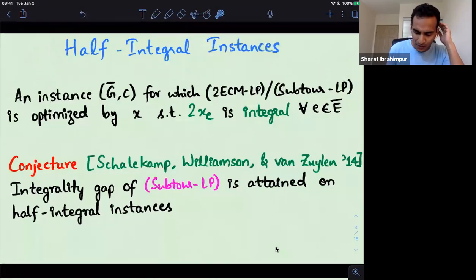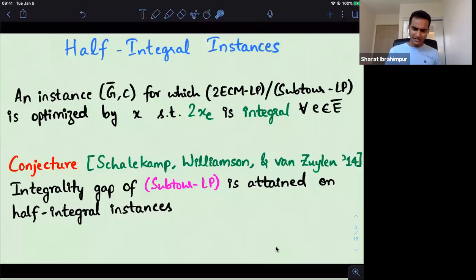If you look at an optimal solution for the 2ECM LP or the subtour LP, they are the same thing. And if you look at an optimal extreme point solution x, and if this x is half integral, i.e. 2 times x_e is integral for all edges, then I say that this instance is half integral. So it's not like an explicit classification of an instance as a half integral instance. It's more like you solve an LP, and if the result of this LP is a half integral solution, then such instances are called half integral instances.